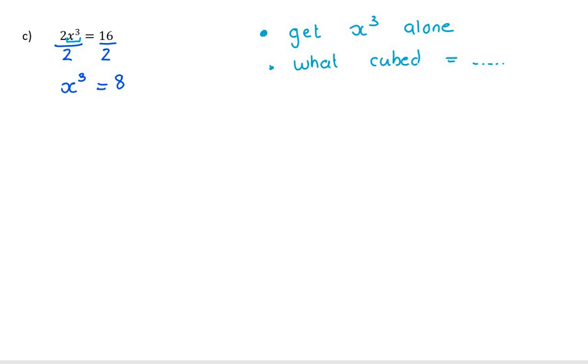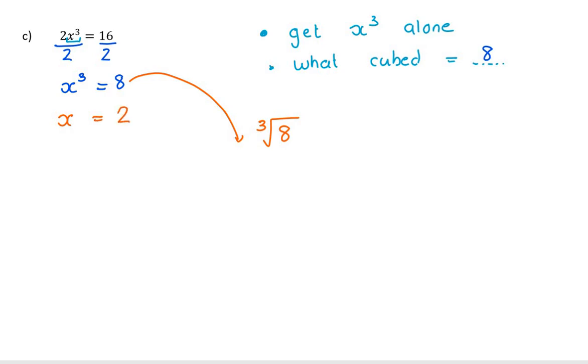So now I'm saying to myself, what cubed gives me 8? Now, I'm hoping that you can think about that. What times itself gives me 8. But if you don't know, if it's a big number, do you agree you could cube root? Because the opposite of cubing is cube rooting. So if you don't know what cubed gives you 8, you can just cube root 8, and the answer is 2.